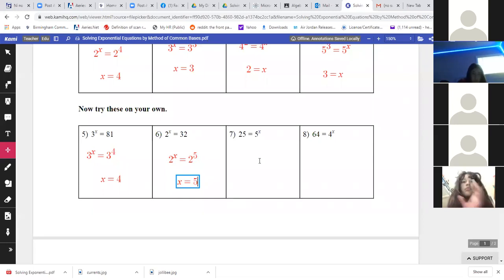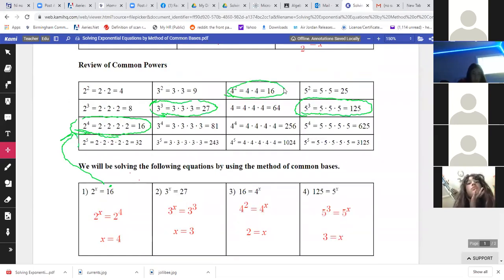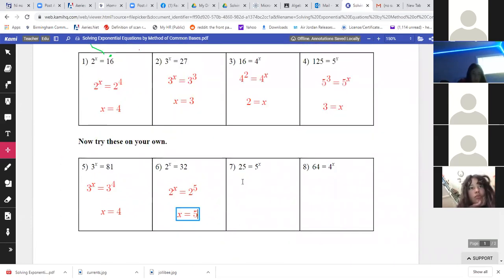25 is 5 to the x. Well, 25 right here is just 5 squared. So I'm going to rewrite this equation as 5 squared is equal to 5 to the x. And then my answer here is 2 is equal to x.